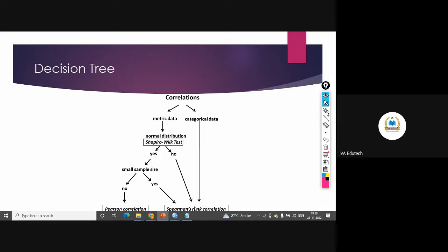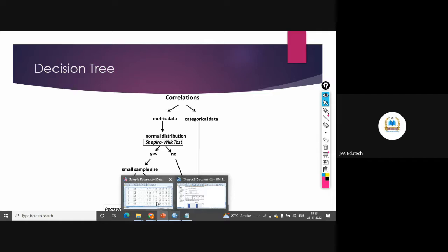Forget all this. The basic requirement is for Pearson correlation. As of now, I'm talking of Pearson correlation. For Pearson correlation, both the variables, or even if you are trying to measure three or four variables at a time, all should be metric. Is that clear? Yes, sir. None of them should be categorical. All should be metric. If all are metric, then you can do Pearson correlation.